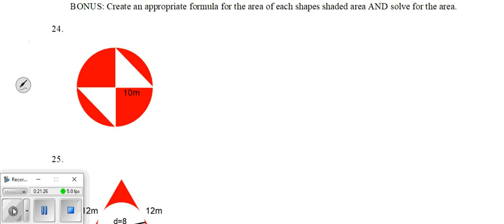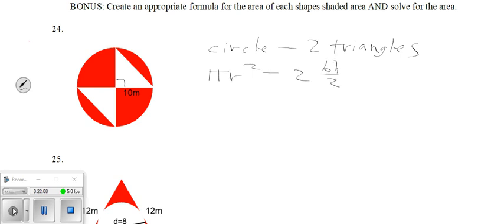Question 24 gives us a circle with 2 triangles missing. It says create an appropriate formula and calculate the area of the shape for the shaded area. So here, if I do it in simple terms, it's a circle, take away 2 triangles. If you wanted to think of the 2 triangles as a parallelogram or a rectangle, you could do so, but it doesn't necessarily mean it's important. One thing I did forget to mention here is these are right triangles, and I should have put that in there, but I didn't. So the circle is pi r squared. Take away 2 triangles. There's our formula worth a point on your test.